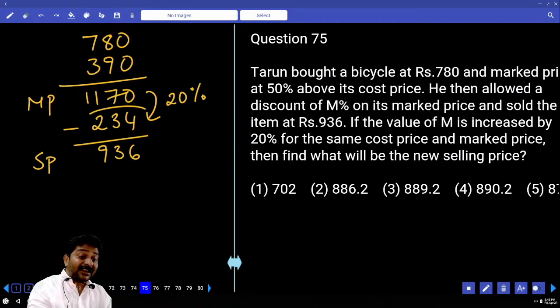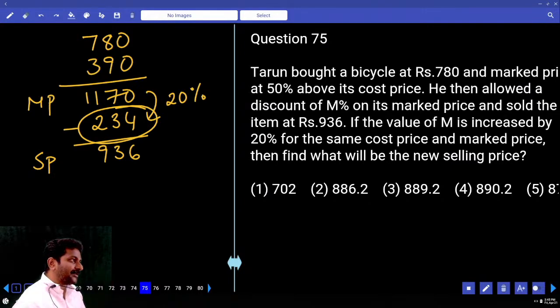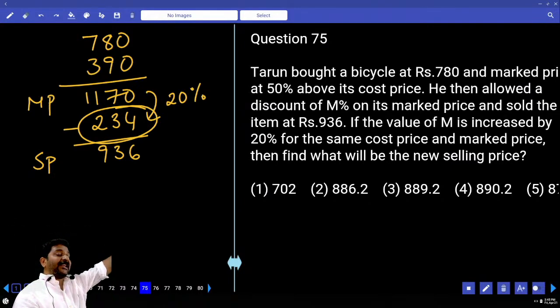Or I can even calculate 20% of this number. How do you get 234? When you calculate 20% only. Understood? So 20% of 20% is 4%, they said.